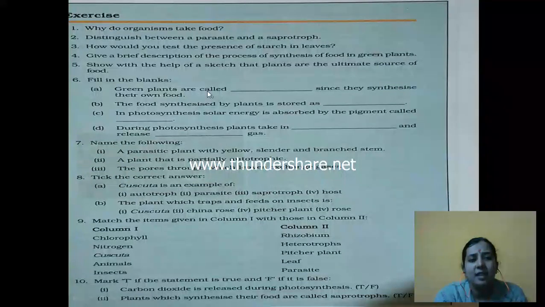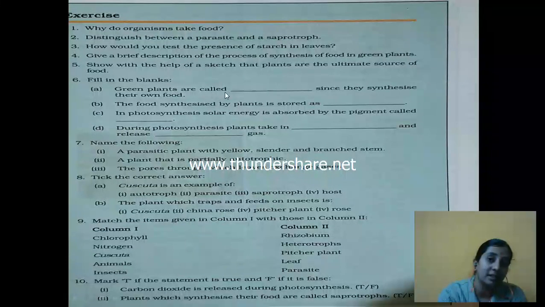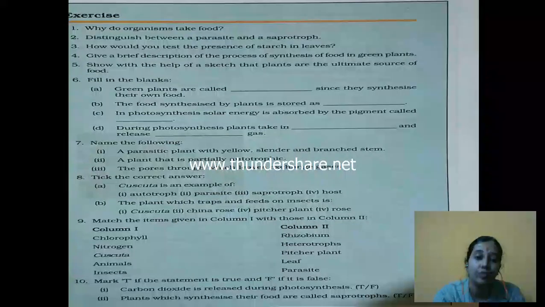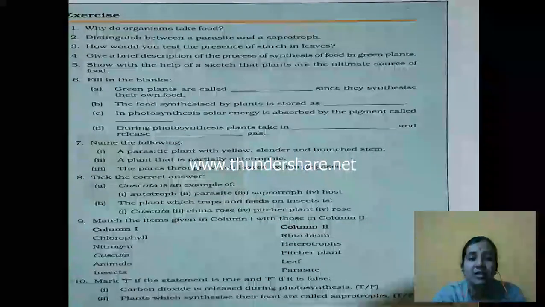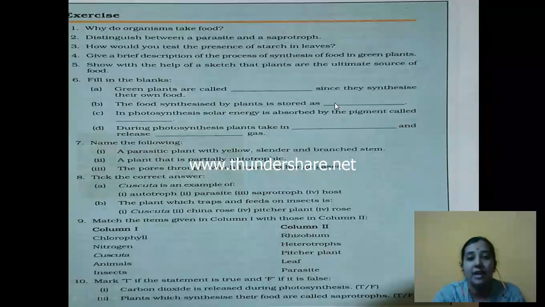Green plants are called dash since they synthesize their own food. What are the green plants called then? They are called autotrophs because they have the ability to synthesize their own food. Next, the food synthesized by plants is stored as carbohydrate. What is it stored as? Carbohydrate. In bracket you have to write sugar there.